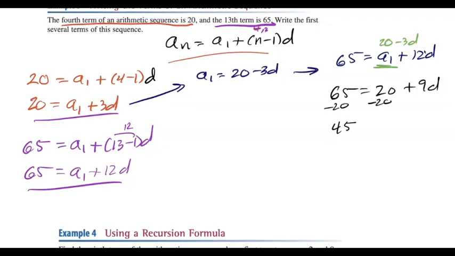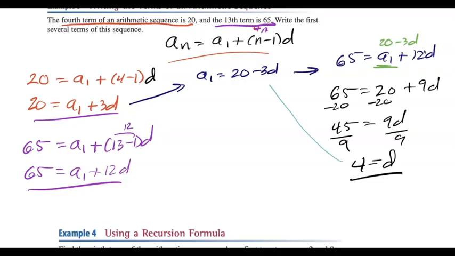Subtract 20 from both sides, you get 45 equals 9d. Divide by 9, you get d equals 4. So that's my common difference. We just have to find our first term. But hey, we know d equals 4. Plug it in, and our first term is 20 minus 3 times 4, which is 12. So we have A1 is 8. We know the common difference is 4.